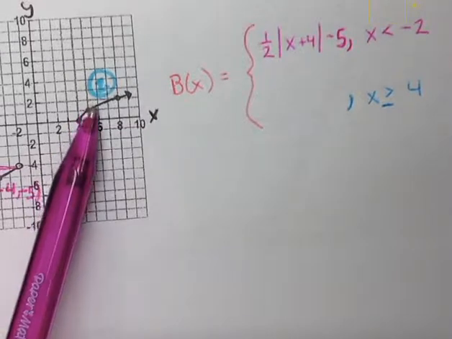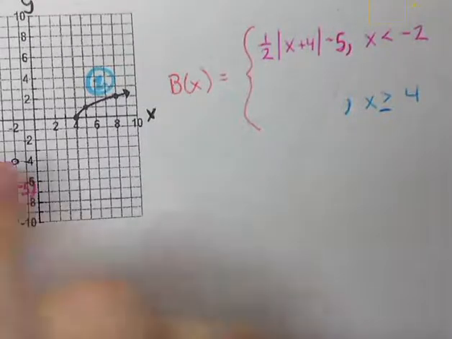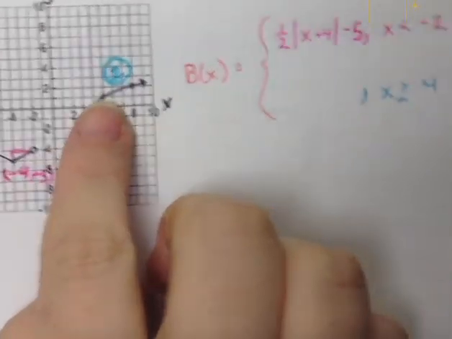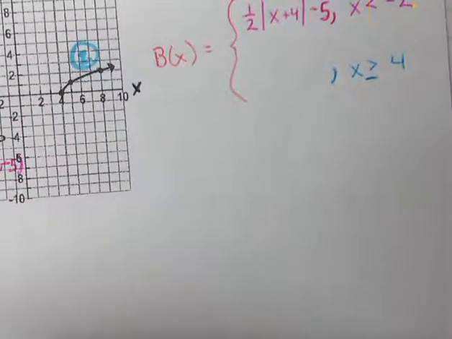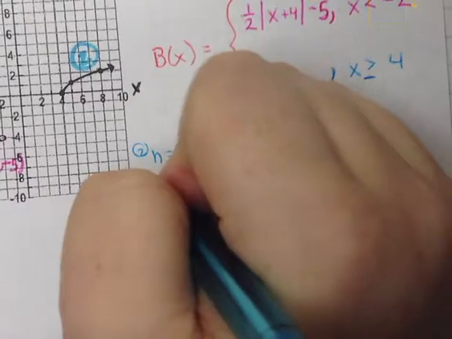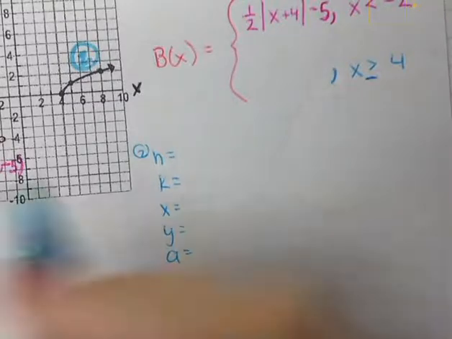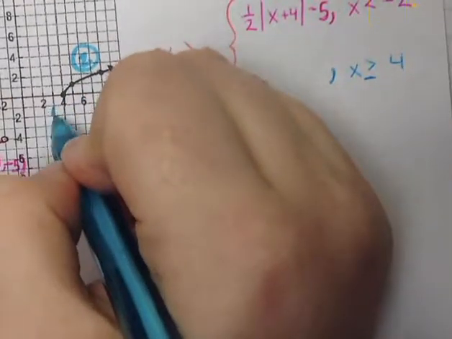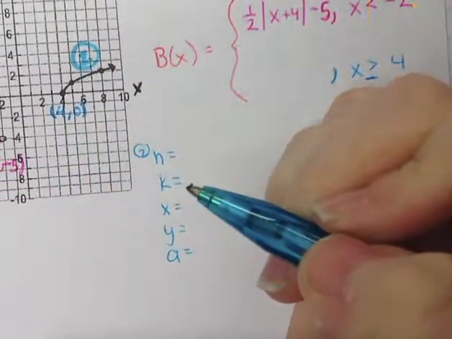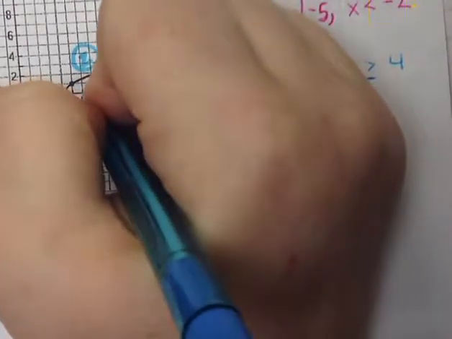For the blue one, this is going to be a square root function. We need to determine what our a value is. For absolute value, the a value was your slope. We need the a value from the square root. So we need the h and the k, an x, and a y, so that we can find our a value. So the h, k will be 4, that's our starting point, that's 4, 0. And another coordinate could be this 5, 1 right here. So 5, 1 is another coordinate.